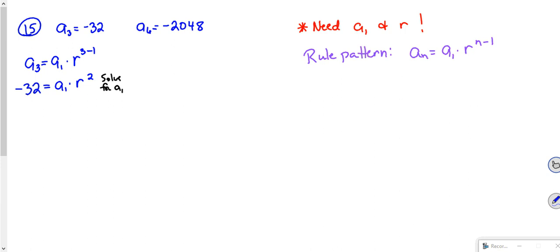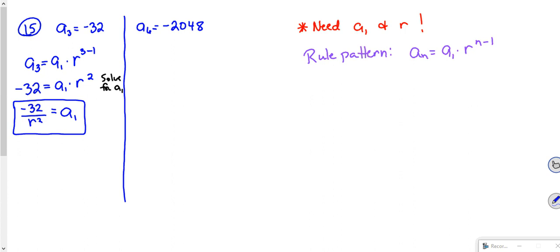Okay, if I solve that for a sub 1, then a sub 1 equals negative 32 over r squared. Now, that's just kind of an intermediate step. Now let's go over to the a sub 6. I'm going to do the same thing there. So a sub 6 is going to equal a sub 1 times r to the 6 minus 1 power. Well, a sub 6's value is negative 2048 equals a sub 1 times r to the 5th.